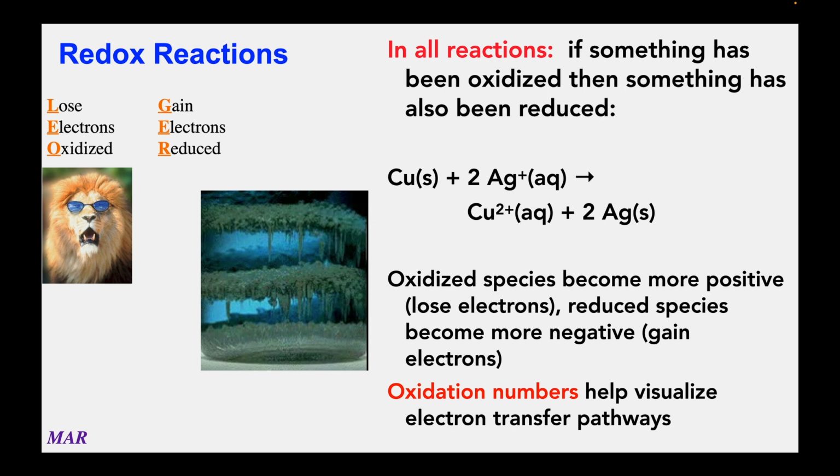Oxidized species become more positive. So copper going to copper 2 plus means that the copper metal, copper as a solid, has lost 2 electrons. It becomes copper 2 plus. So copper has been oxidized. It's lost electrons. Reduced species gain electrons. They become more negative. So notice that silver went from a positive 1 to silver 0, which is what Ag solid is. So it became more negative because it gained electrons. And what we're doing here by looking at more positive, more negative, we're really using oxidation numbers, and they can help by figuring out what's been oxidized and what's been reduced.